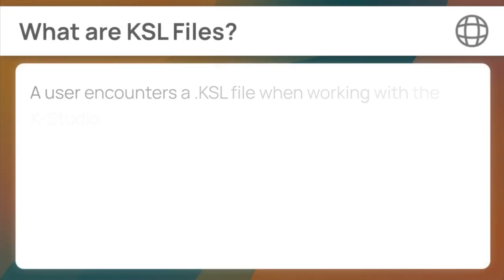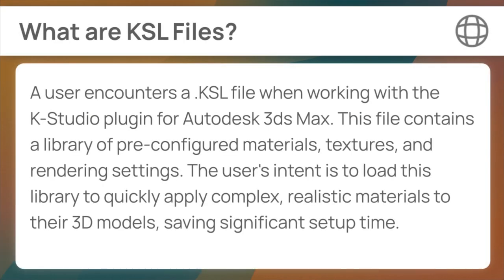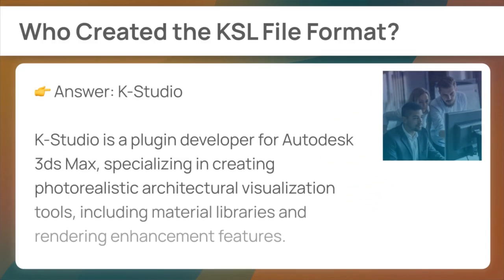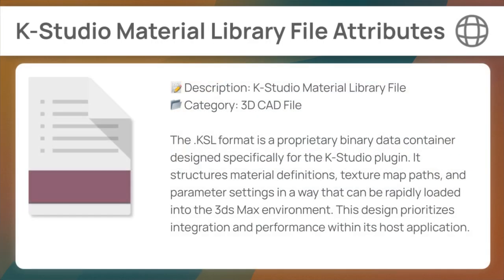A user encounters a KSL file when working with the KStudio plugin for Autodesk 3ds Max. This file contains a library of pre-configured materials, textures, and rendering settings. The user's intent is to load this library to quickly apply complex realistic materials to their 3D models, saving significant setup time. The KSL format is a proprietary binary data container designed specifically for the KStudio plugin. It structures material definitions, texture map paths, and parameter settings in a way that can be rapidly loaded into the 3ds Max environment. This design prioritizes integration and performance within its host application.